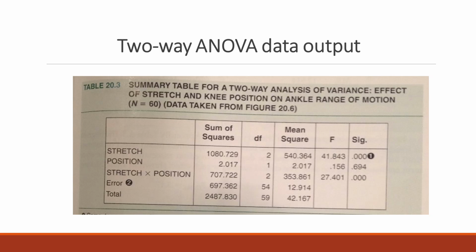There are 3 between-group sources of variance listed: 2 main effects, and the interaction effect. Stretch and position are the main effects, and stretch x position is the interaction effect. The error term represents the unexplained variability between subjects within all combinations of stretch and knee position.